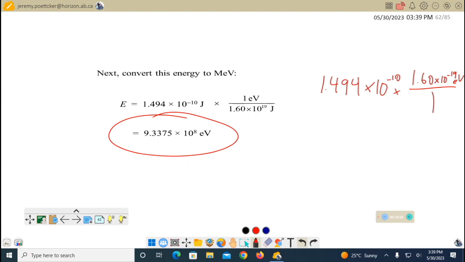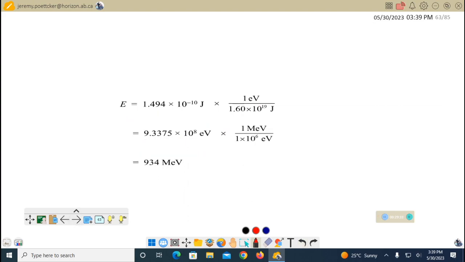All right, let's go back and fix my typo, which is right here, that this needs to have a negative sign in front of it. 1 electron volt per 1.6 times 10 to the negative 19 joules. This answer is correct. I'm just struggling today, apparently. And then we make our conversion, this one being correct, 1 mega electron volt per 1 times 10 to the 6 electron volts. We end up with 934 mega electron volts.